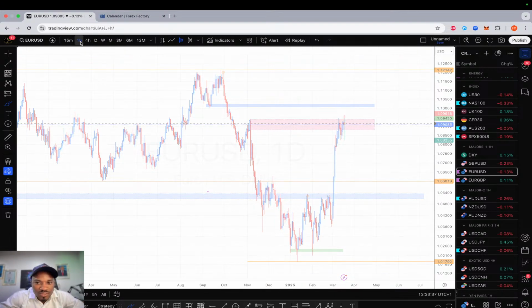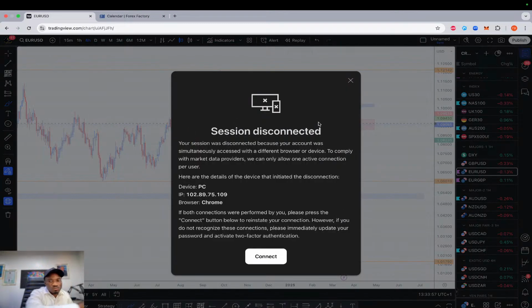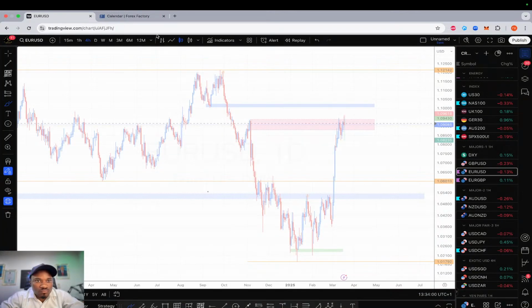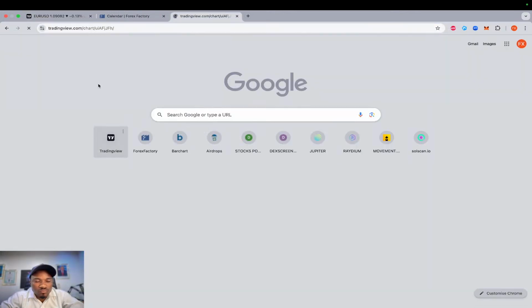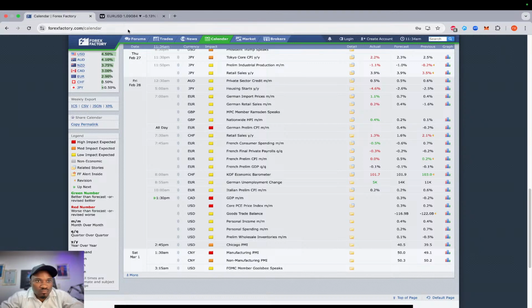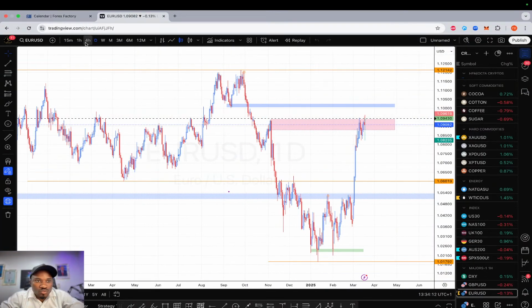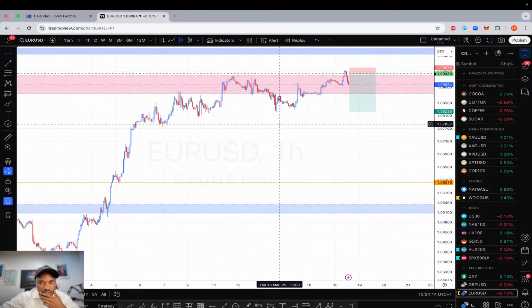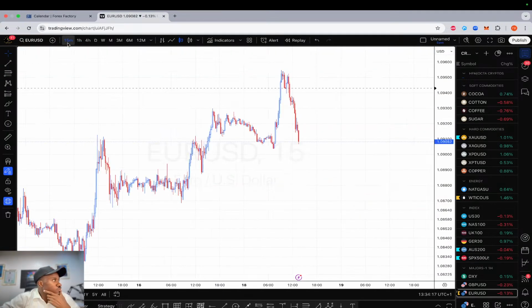Euro USD seems interesting. Okay, this is Euro USD. Let's go to the lower time frame. Yeah, on the lower time frame, 1 hour, 15 minutes.